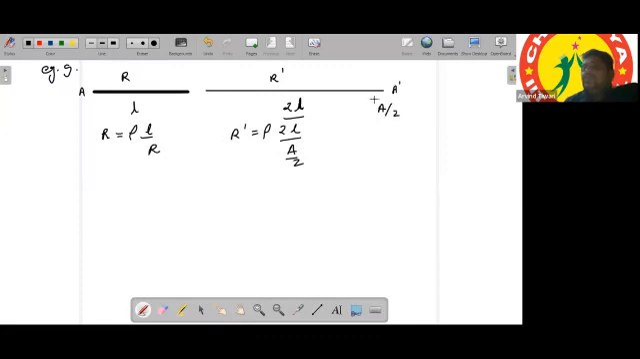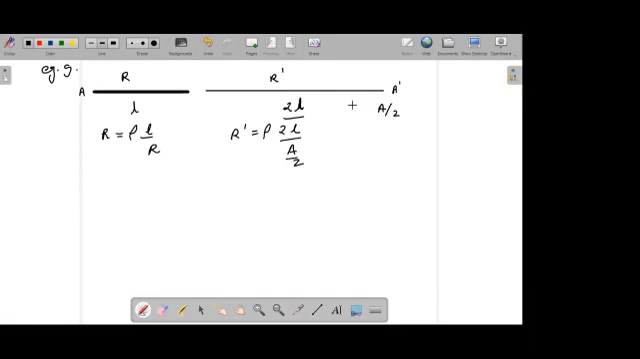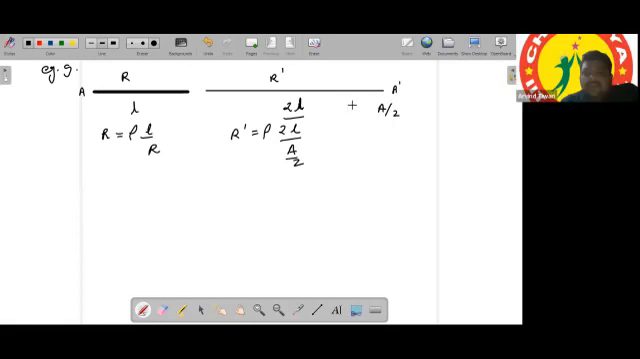If length is doubled, then area will become half. If length is tripled, then area will become A by 3. If length becomes half, then area will be doubled. Okay. Sir, this is from the direct conversion of shape? Sir, yes. L is inversely proportional to A. L is inversely proportional to A. Yes.